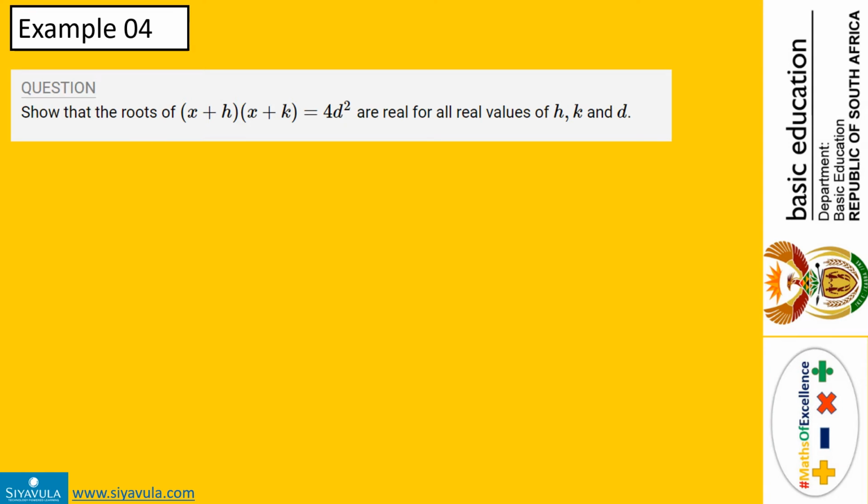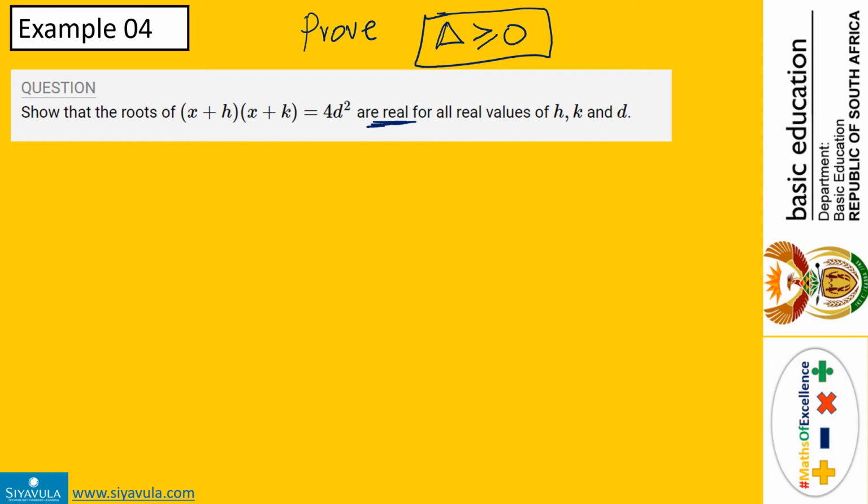We are looking at example 4, and the question says, show that the roots of (x + h)(x + k) = 4d² are real. Very important statement: are real for all real values of h, k, and d. What does it mean when the roots are real? We know that if roots are real, our delta must be greater or equal to 0. So in other words, this question is asking you to prove that your delta is greater or equal to 0. That is what it means when it shows that the roots are real.